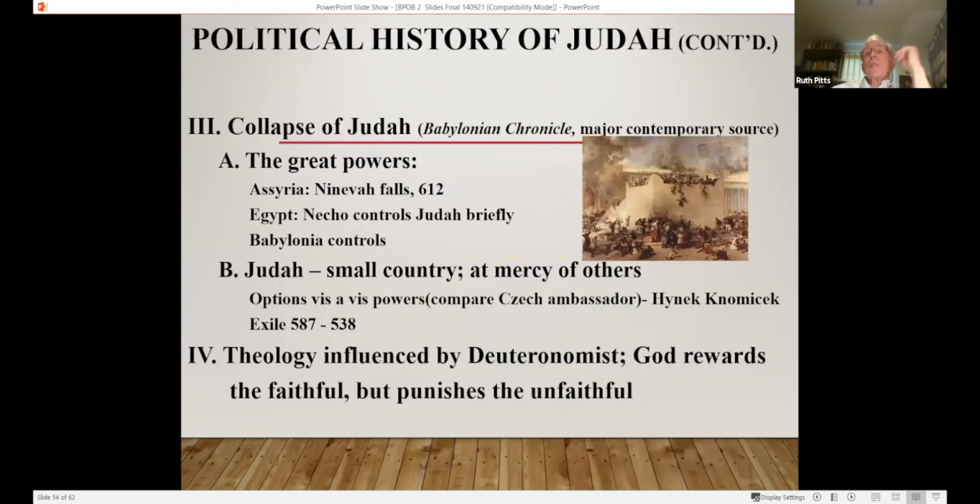Collapse of Judah. We will just say that the Babylonians are in power and have taken over all of that region, and they take over Jerusalem as a result. Okay, move on.